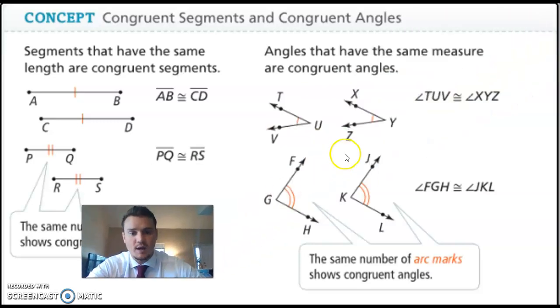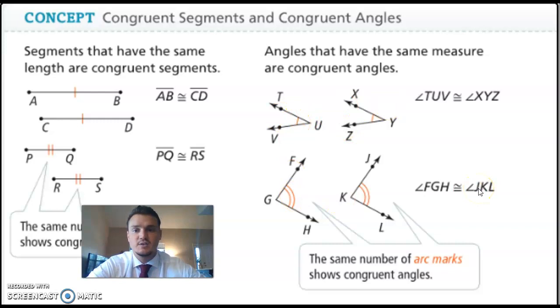Angles work in the same way, where for angles we use arc marks. So if angle TUV is congruent to angle XYZ, that means that angle TUV, this angle right here, is congruent to XYZ. It's showing that by just having these one arc marks here. So if this was 30 degrees, this angle right here would be 30 degrees. And then the same thing with including the same number of arc marks. So if two angles are congruent, they have to have the same number of arc marks. If we have another pair of angles that are congruent, we would include another arc mark to differentiate it from the angles above.